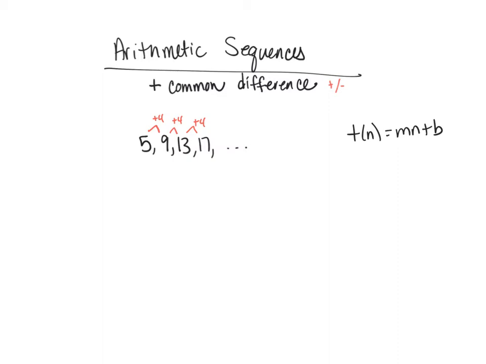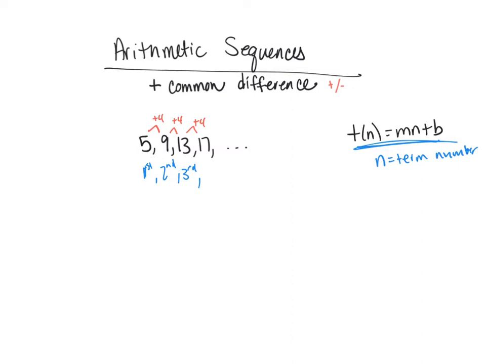In order to find the equation of a sequence, the explicit equation is similar to that of a linear function, similar to y equals mx plus b, but in this case I have t of n equals mn plus b, where n is the term number. So looking at this, this is the first term, the second term, the third term, etc.